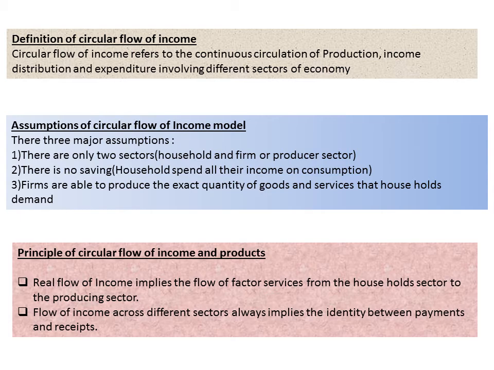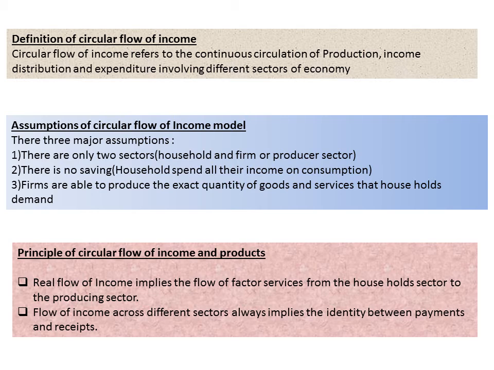Now what are the assumptions of this two sector model of circular flow? First, there are only two sectors, and no other sector is interacting with the household or producer sector. Second, there is no saving: whatever income the household sector is getting, they are spending, consuming from that income. And third, the firm is able to produce the exact quantity of goods and services that the households demand. Those are the assumptions that we assume in this two sector economy.